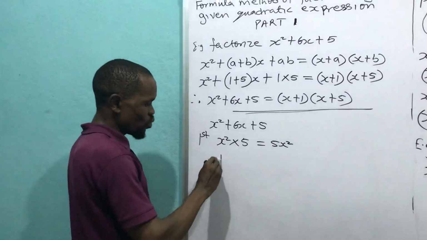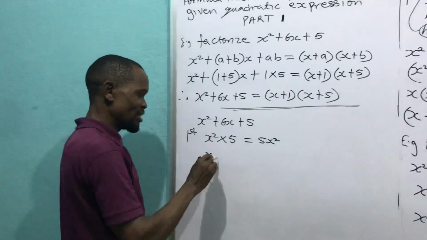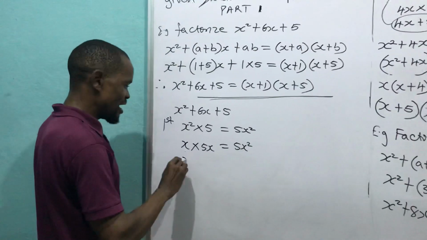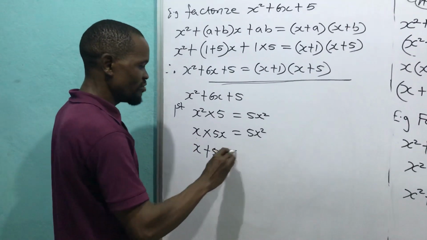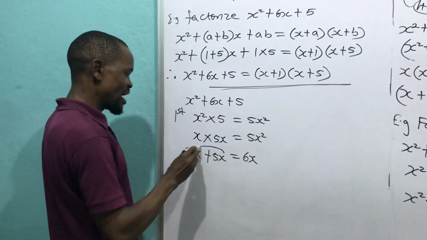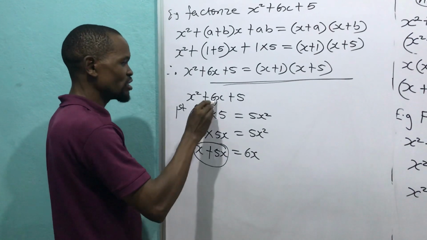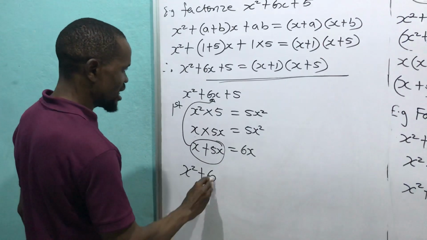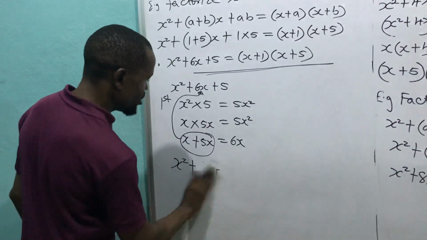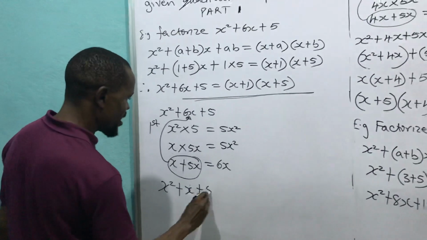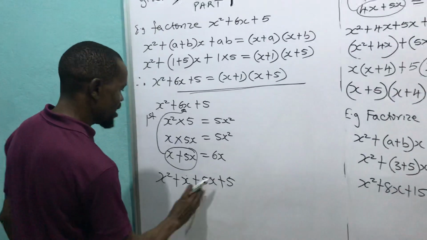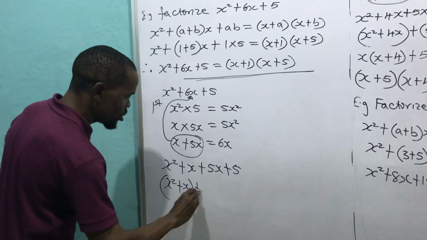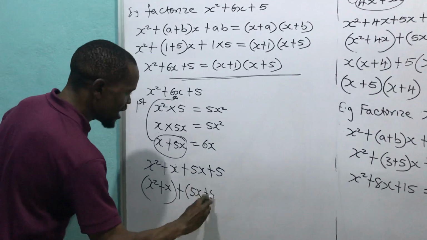It will now be 1, which is x, times 5x will give me 5x squared, and the x plus 5x will give me 6x. That means I can use this to replace the 6x in this equation. I will have x squared plus 6x plus x squared plus x plus 5x plus 5, and that will give me x squared plus x in brackets plus 5x plus 5 in brackets.